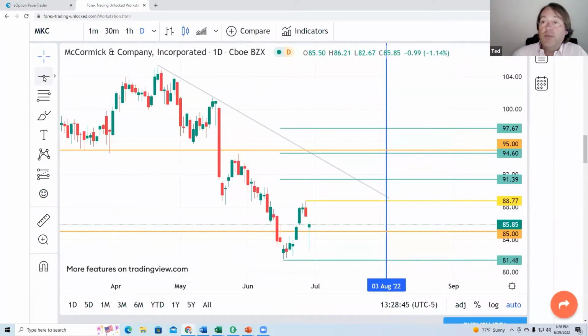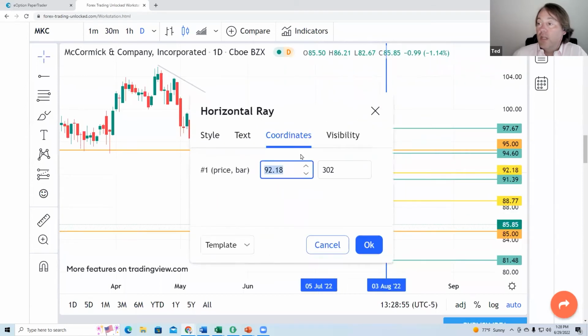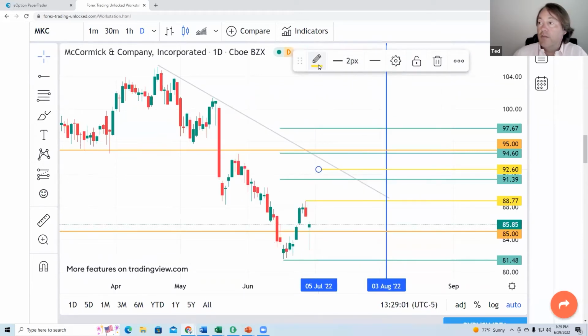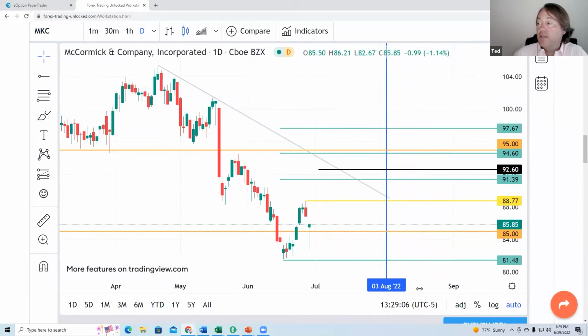So now what we're going to do is change the color of these lines. 760. So from 85, that would put us at 92.60. And we're going to change the color of that to, let's make it black. It's very easy to see. And the same thing below here would be another 760, but that goes below our chart.